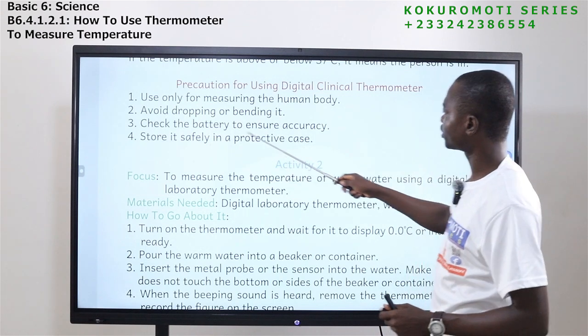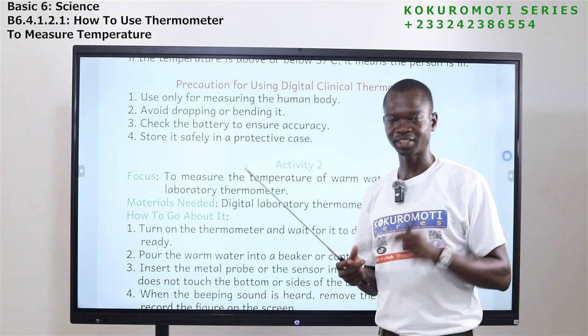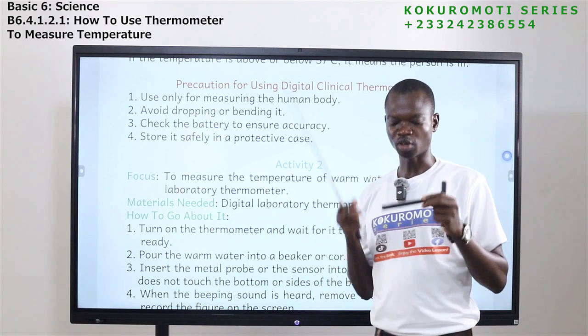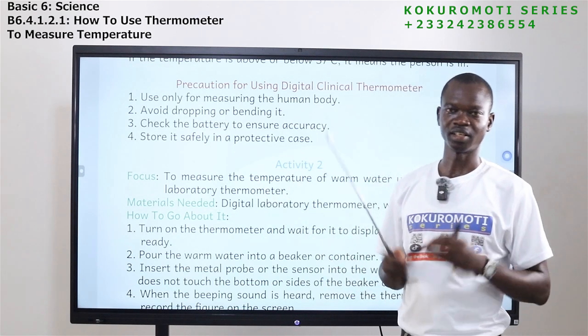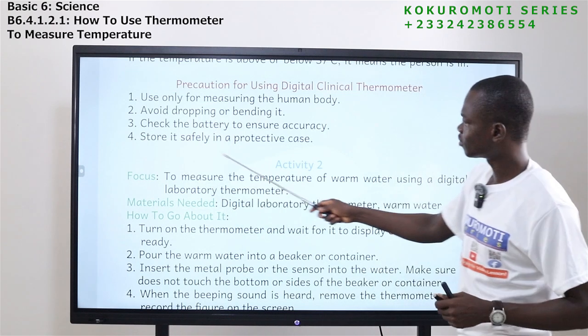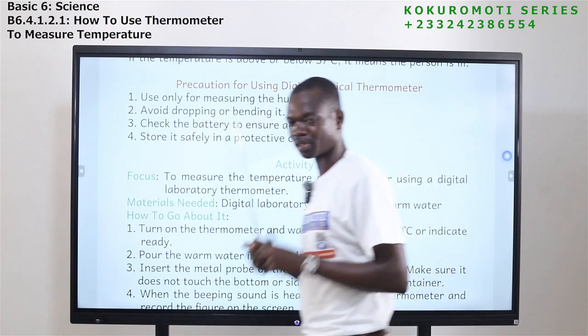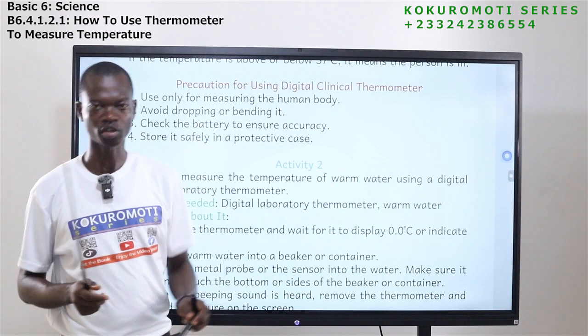Number 3. Check the battery to ensure accuracy. So if the battery is weak, it will affect the reading. So always make sure the battery is strong and it can work. The next one, store it safely in a protective case. So after you have finished using it, get a place to keep it, to store it.